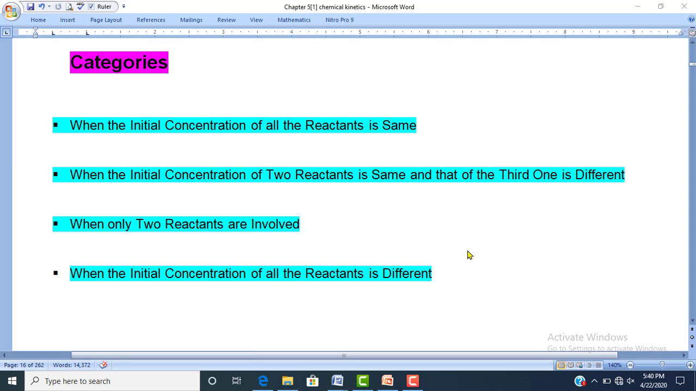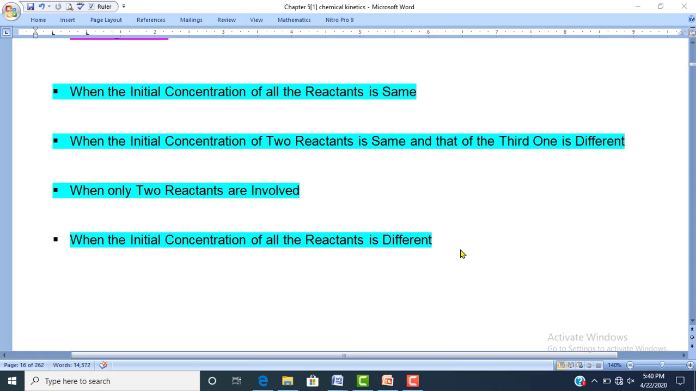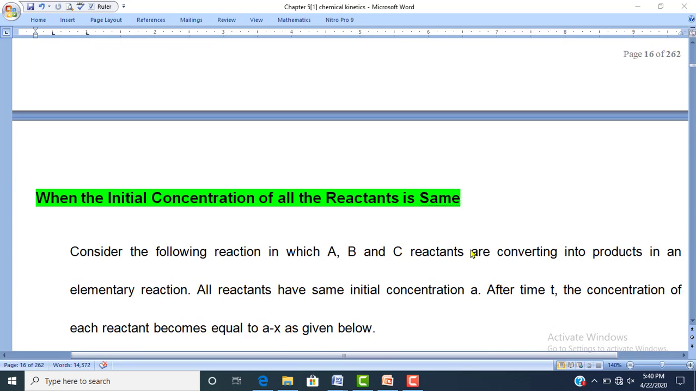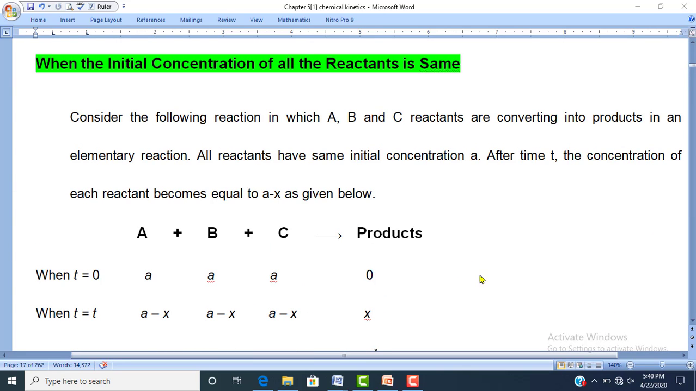Dear students, now in this lecture, first we will try to understand third order reaction when the concentration of all reactants is same. This is the first category when the initial concentration of all the reactants is same.